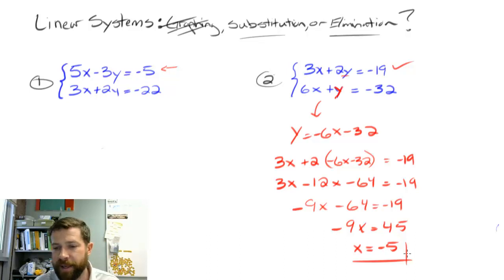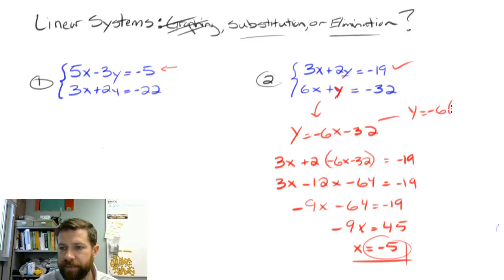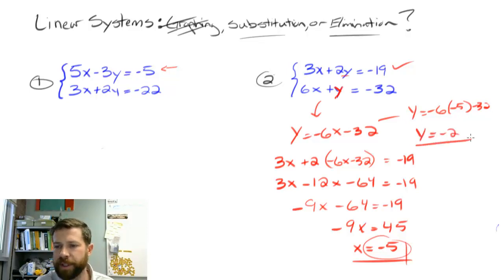We all know then the way to find the y. I'm going to take this negative 5 and plug it in here. So for this, I get y equals negative 6 times negative 5 minus 32. I'll solve that for y, and I get y equals 30 minus 32, negative 2. The solution to the system then is negative 5, negative 2.